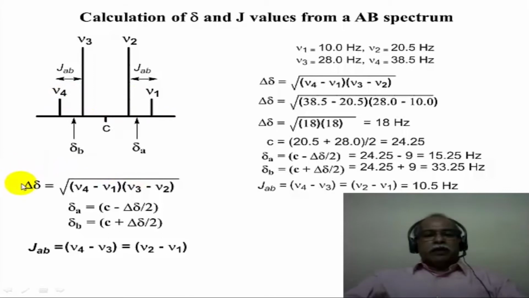Now, there is a simple expression which relates the difference in the chemical shift value. That is, if this is a delta A and this is a delta B value, the difference in the chemical shift value is represented by delta delta. It is simply given by the expression: square root of (u4 minus u1) multiplied by (u3 minus u2). So, from this one can actually calculate the difference in the chemical shift value.